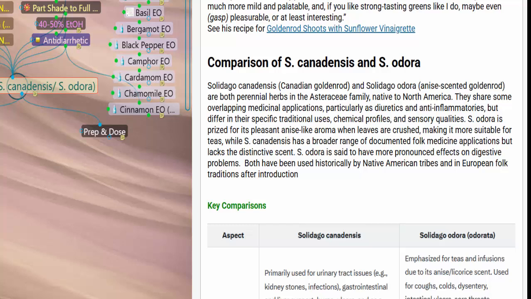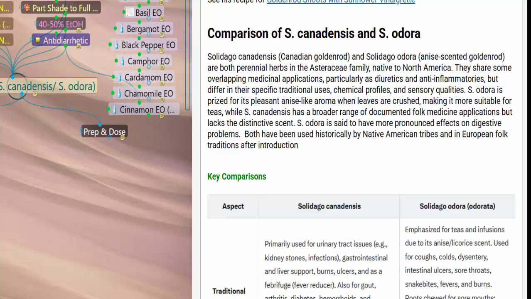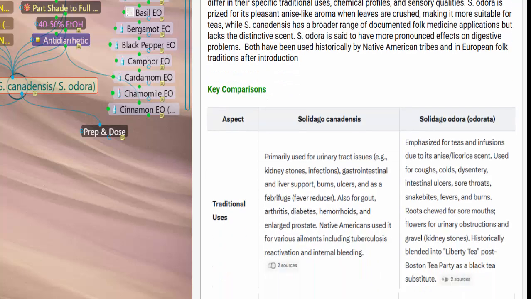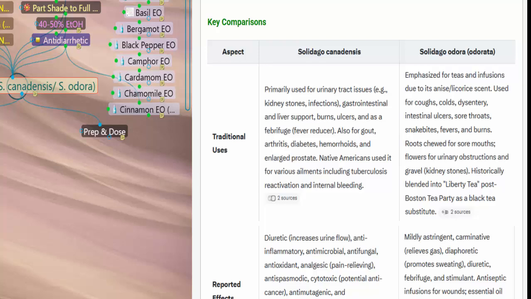Now, these two share some overlapping medicinal applications as diuretics and anti-inflammatories, but differ in their specific traditional uses, chemical profiles, and sensory qualities. Odora is prized for its pleasant anise-like aroma when leaves are crushed, and that's a quick way to identify it. It does not grow as tall as the others, and when you crush the leaf, it's very distinctive, and it makes a very nice tasting tea, and it's one of the better ones for the digestive system. And here are some key comparisons, comparing traditional uses.